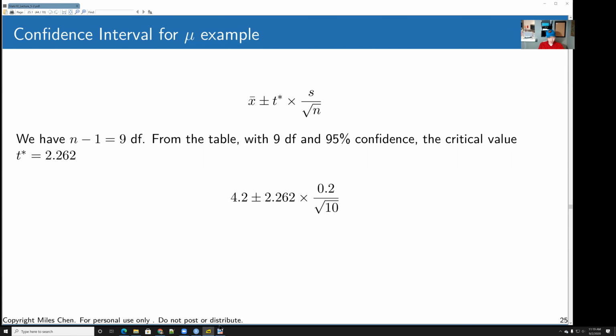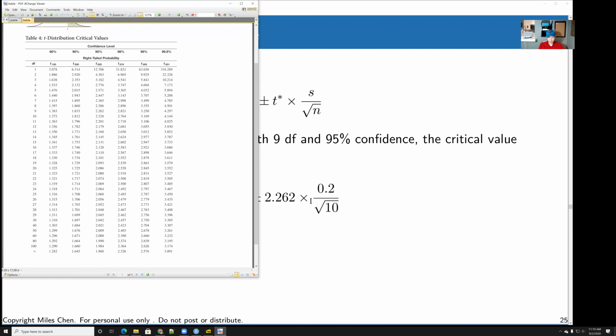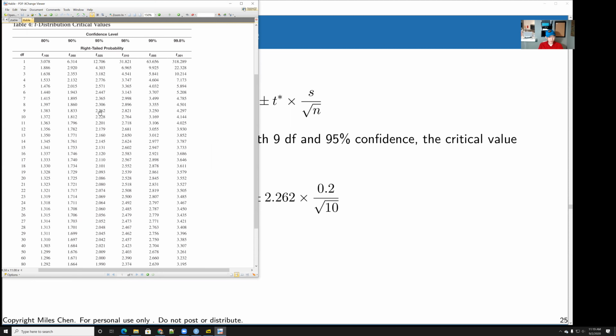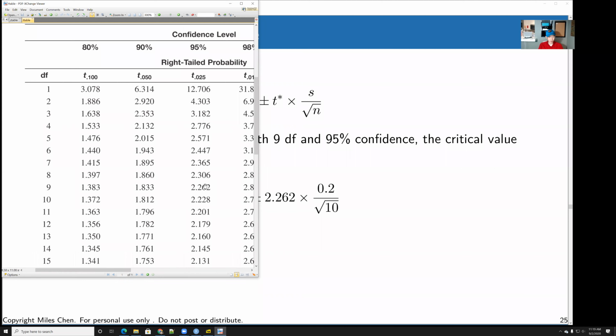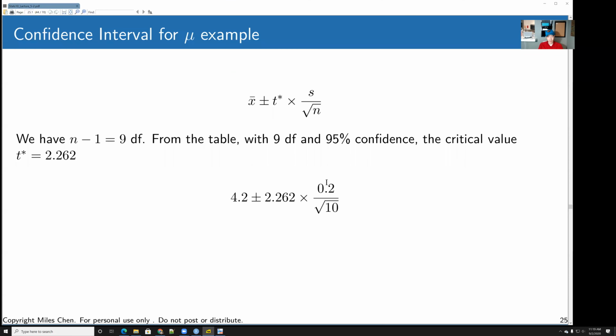When we look up T star in the table, I have a sample size of 10, so I have 9 degrees of freedom. 95% confidence, 9 degrees of freedom, is going to be this number, 2.262. My standard deviation is 0.2. My sample size is 10. So I plug this in, and then you get 4.2 plus or minus 0.143. And my confidence interval ends up being 4.057 to 4.343.